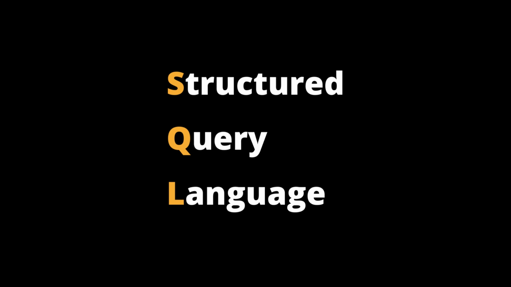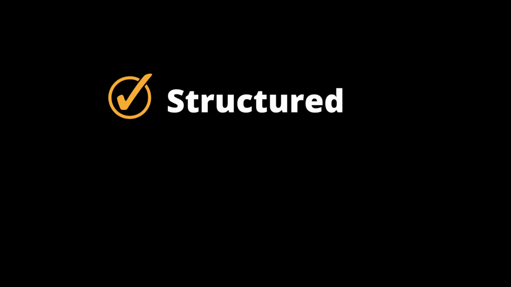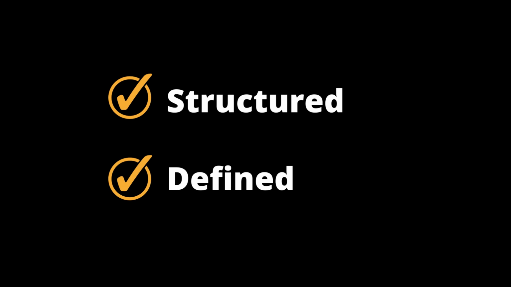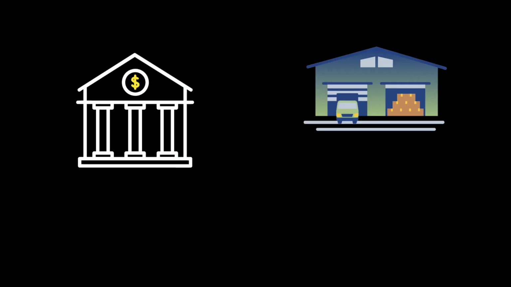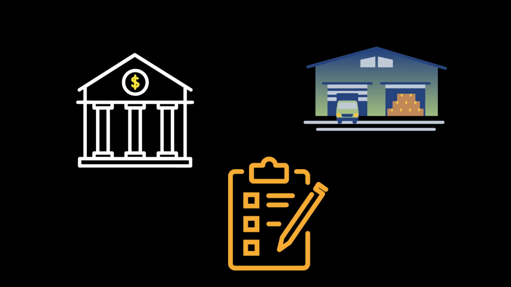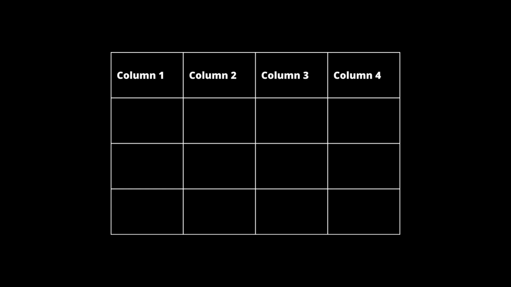SQL databases are typically used in traditional business applications that require structured and well-defined data models. Examples include financial systems, inventory management, and ticketing systems. With SQL databases, data is organized into tables with rows and columns, similar to a spreadsheet. Each table has a fixed set of columns, and each column has a specific data type. This structured approach allows for efficient storage, retrieval, and querying of data.